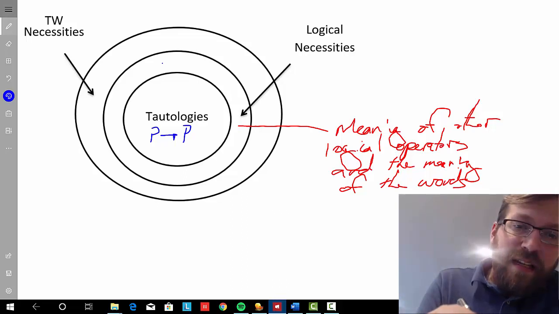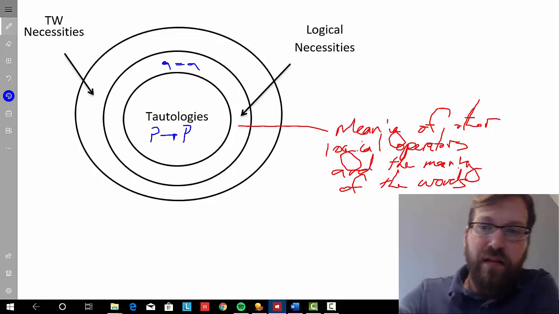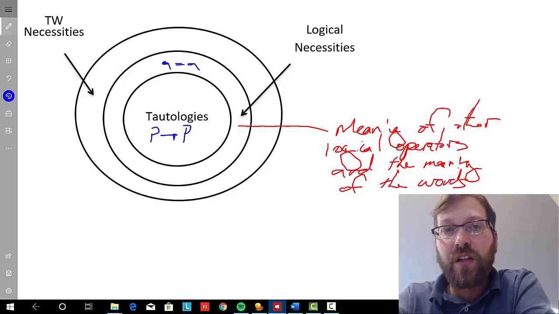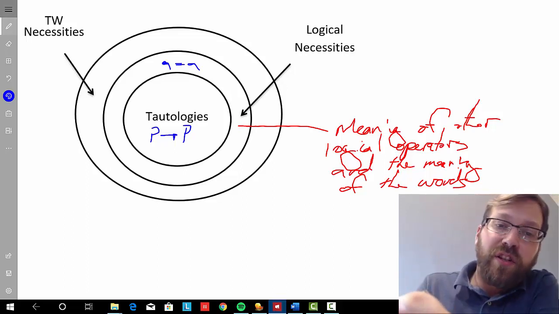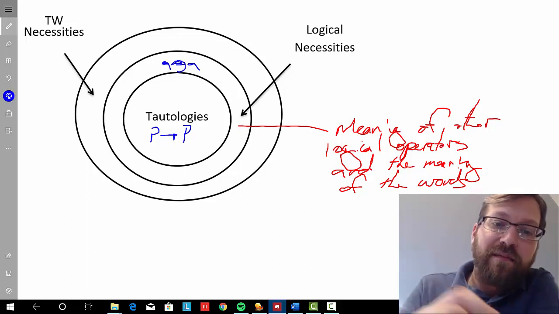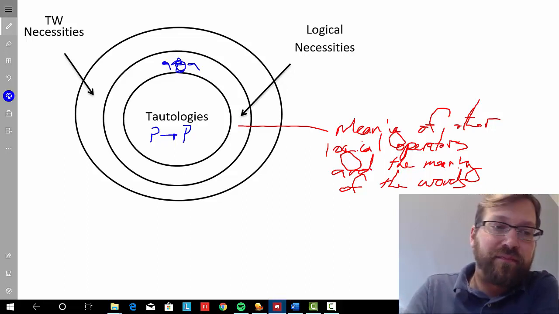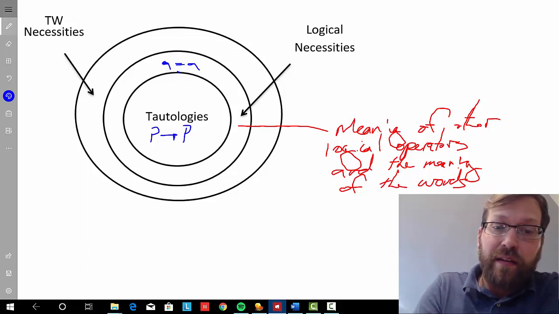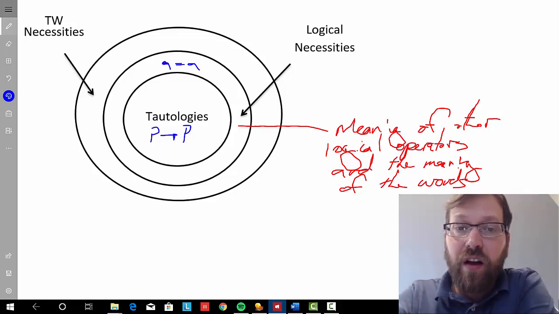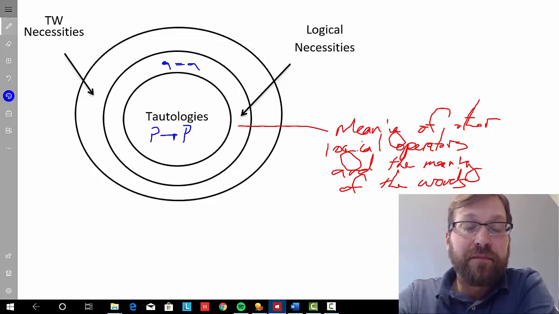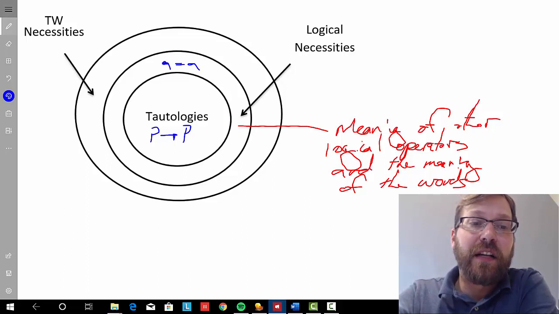A is identical to A is a logical necessity, but it's not a tautology. It's not a tautology because this is a predicate, not a logical connective. You might confuse it with a logical connective, but it's not. It's a predicate. It's the identity predicate. So just by the meaning of the identity predicate, we know that A has to be numerically identical to A. And again, that means it's got to be necessary in Tarski's world.